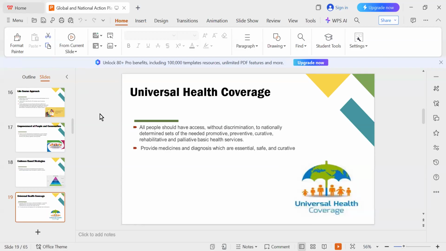Universal health coverage. All people should have access without discrimination to nationally determined sets of the needed promotive, preventive, curative, rehabilitative, and palliative basic health services, and to essential, safe, affordable, effective, and quality medicines and diagnostics.